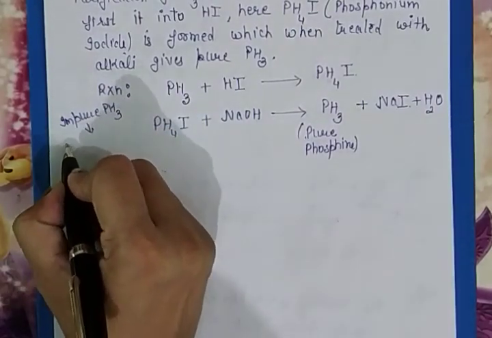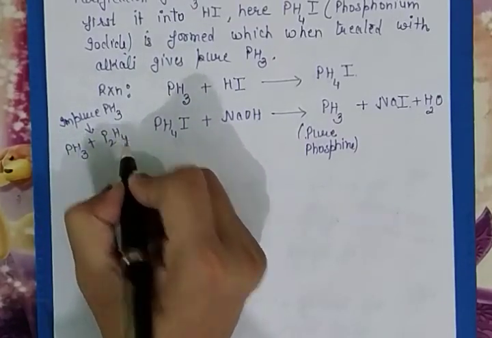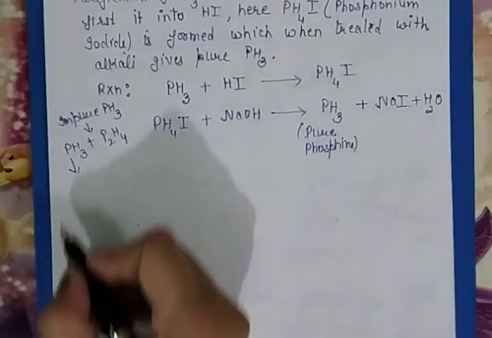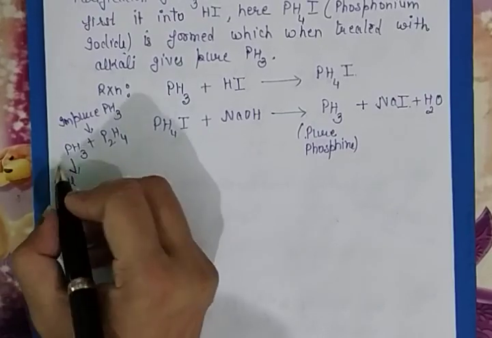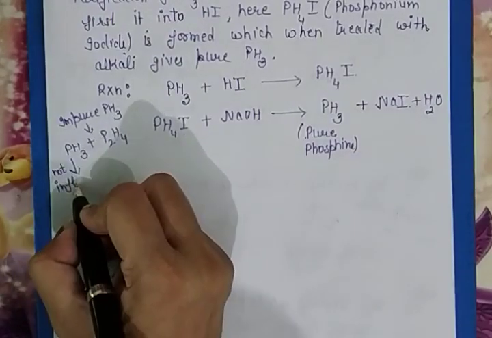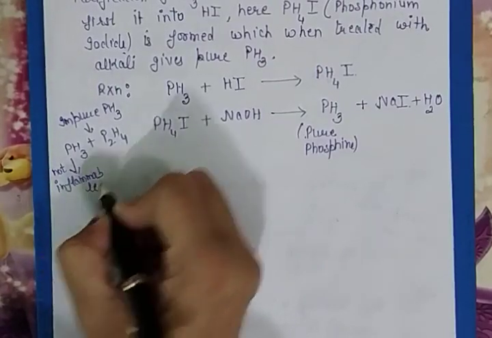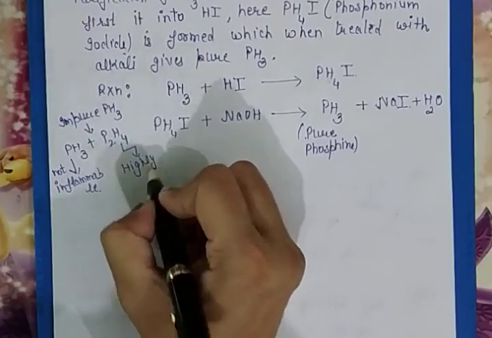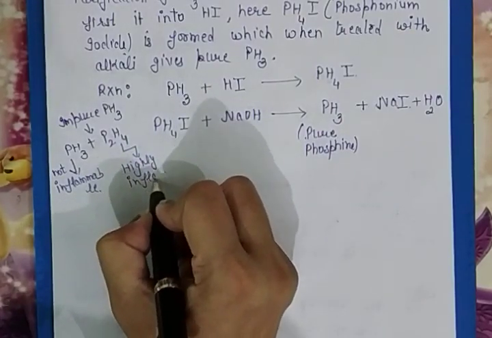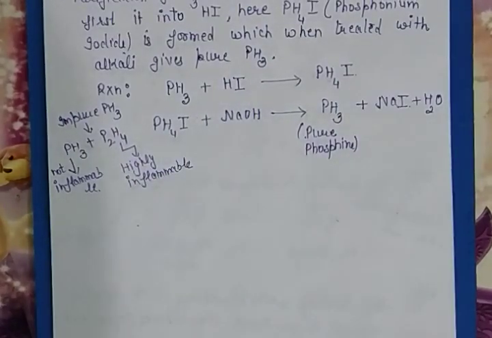As it is impure phosphine, that is PH3 with P2H4, what are their natures? Alone, PH3 is not inflammable, but diphosphine is highly inflammable, so it readily catches fire when exposed to air, isn't it?